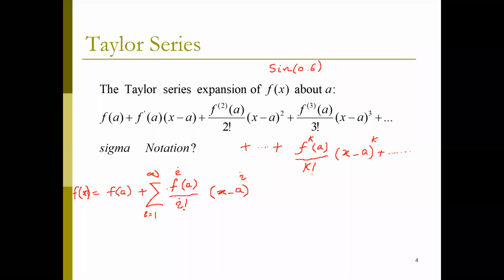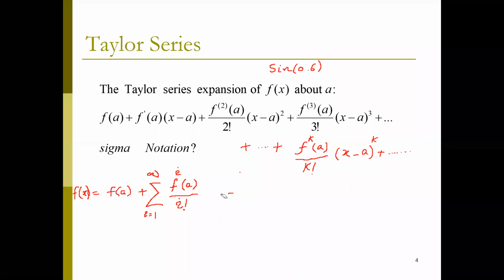How? We can include this into the sigma because the derivative term will be 0, and 0 factorial becomes 1, or x minus a raised to the power 0 becomes 1. So I can include this term in the sigma. But if I include that term in the sigma, it becomes 0 to infinity instead of 1 to infinity. So this is the way to write the series in sigma notation.